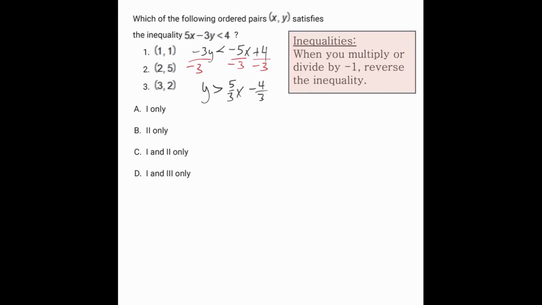Now let's imagine what the line y equals 5 over 3x minus 4 over 3 would look like. That line is in y equals mx plus b format, so we know the slope is 5 over 3. The y-intercept is negative 4 over 3. So let's get ourselves an xy axis. And let's go to negative 4 over 3 for the y-intercept. That's negative 1 1/3.